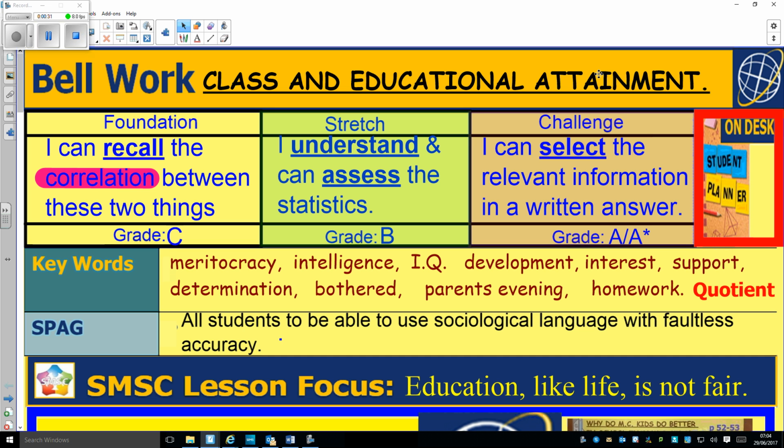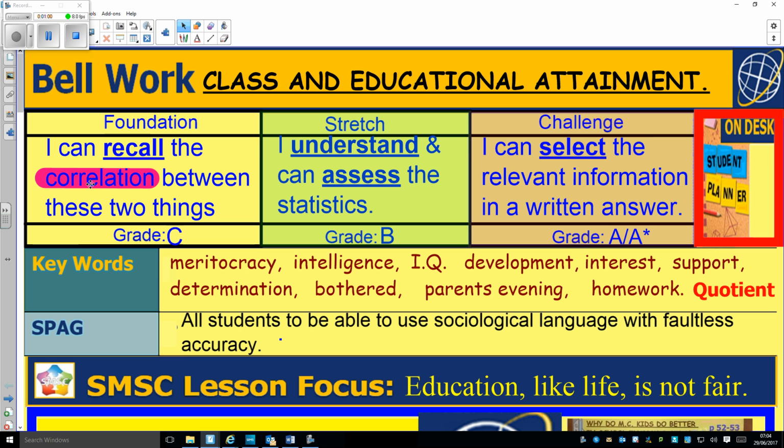You won't be asked that question in an exam. You won't be asked to describe how social class affects passing GCSEs. You'll be asked about class and educational attainment. Okay, key words. Meritocracy, intelligence, IQ, development, interest, support, determination, bothered, parents' evening, homework. Quotient means how much something is, how big something is. IQ, intelligence quotient.